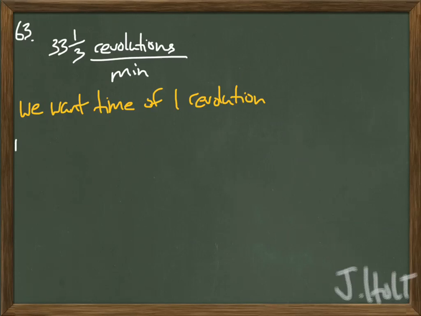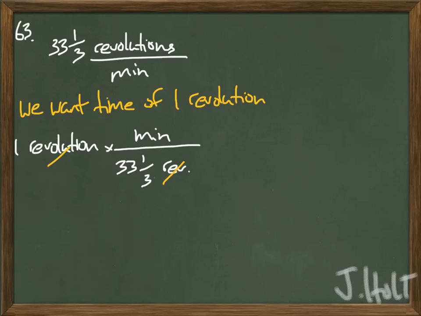So how can we extrapolate the time for one revolution? We can use our factor label method. We know that we want one revolution. We know that in a minute we can go 33 1/3 revolutions.